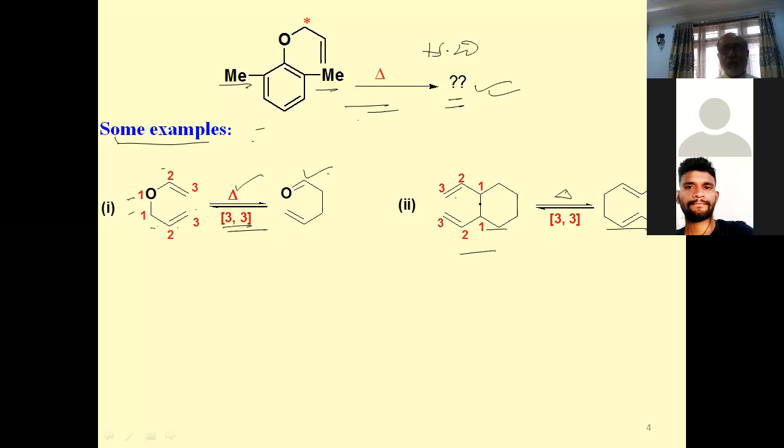This bond breaks here, this comes here, this comes here, and we get this product. This bond is broken at this point; we don't have a bond here. So this is a 3,3 shift, and it involves the hydrocarbon also. So this becomes another example of Cope rearrangement. And this one is an example of Claisen rearrangement.